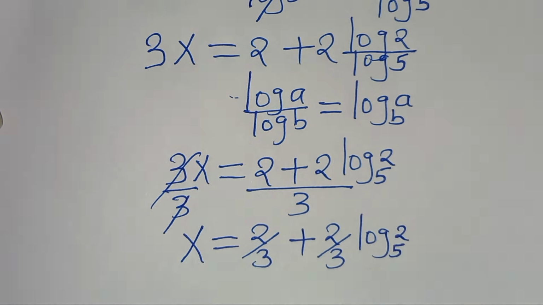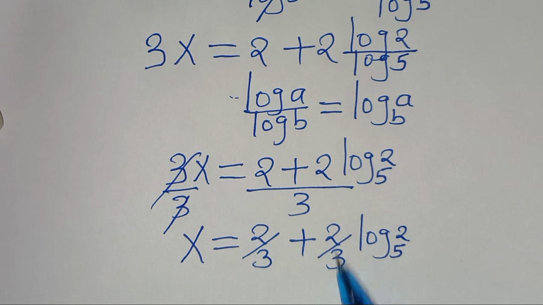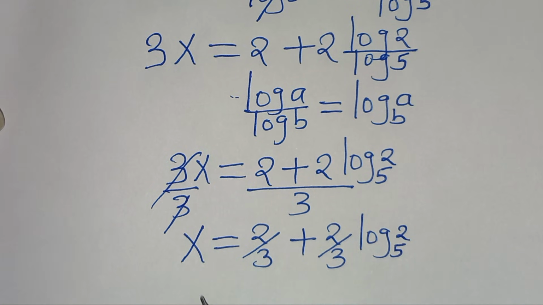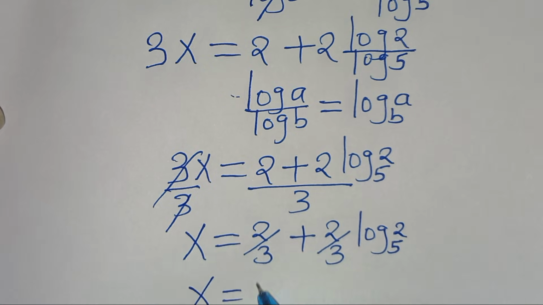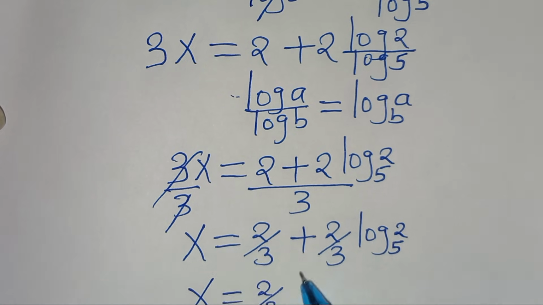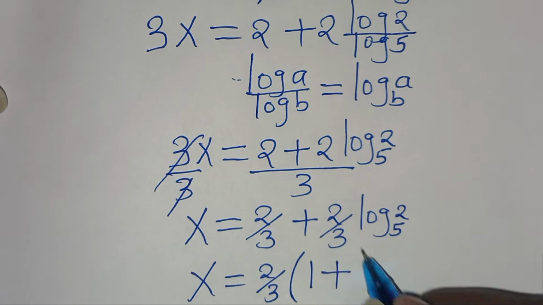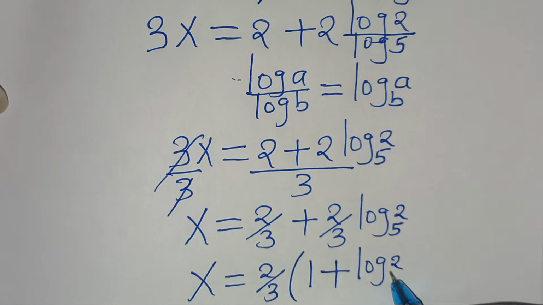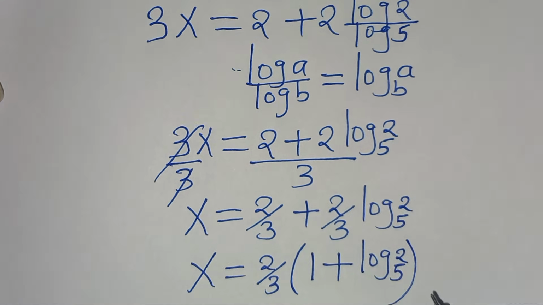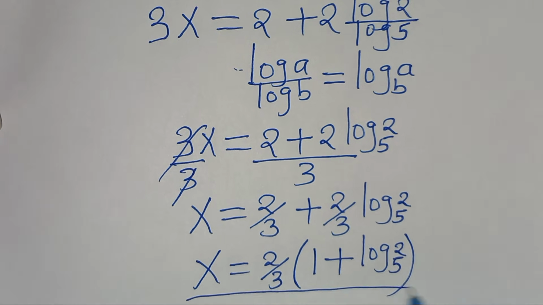But now, since 2 over 3 is common here, we can factor out 2 over 3. So that now, in the parentheses, we have 1 plus log 2 to base 5. So now, this is the value of x.